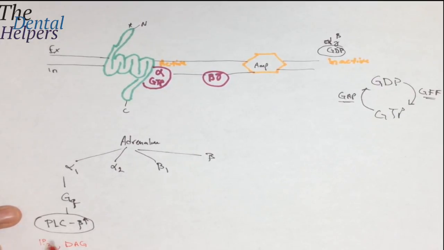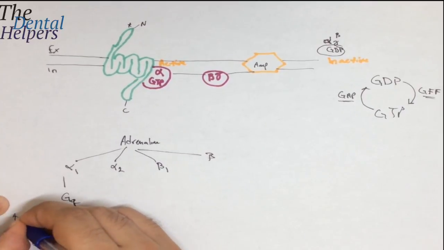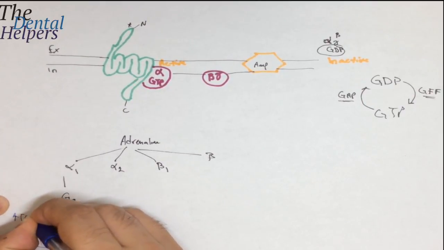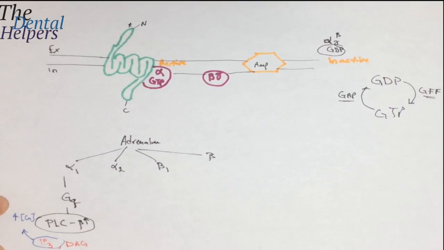And if you remember, IP3 and DAG are involved with the release of calcium. So this is going to change the intracellular concentration of calcium, specifically IP3. So this would be an increase in intracellular calcium concentration, and IP3 is basically going to interact with the sarcoplasmic reticulum to allow for this release of calcium. And DAG, it's kind of along the same path.